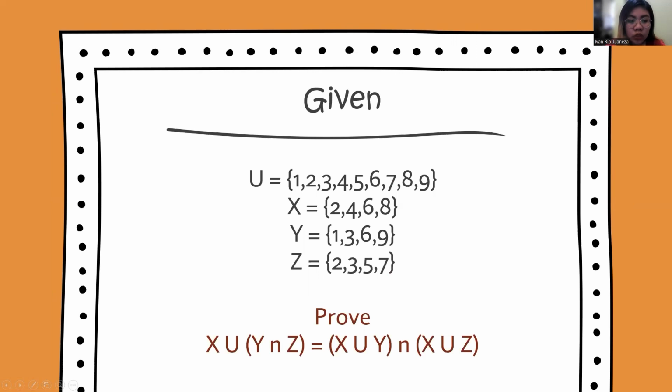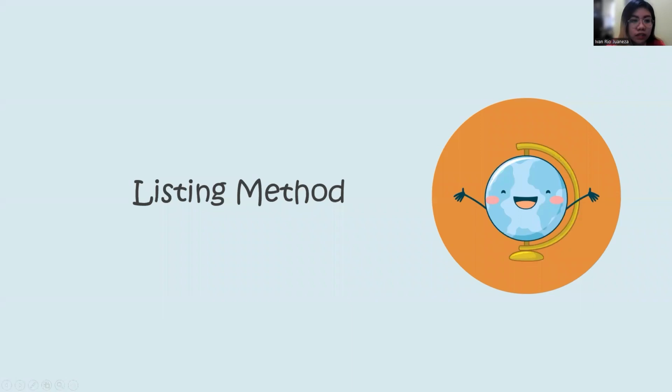So we have to prove X union (Y intersect Z) is equal to (X union Y) intersect (X union Z). This is the first method needed, the listing method. To prove that X union (Y intersect Z) is equal to (X union Y) intersect (X union Z), we can use the listing method. This method involves listing the elements of both sets and comparing them to check if they are equal.